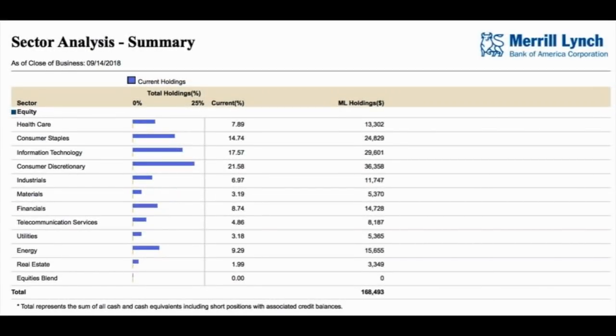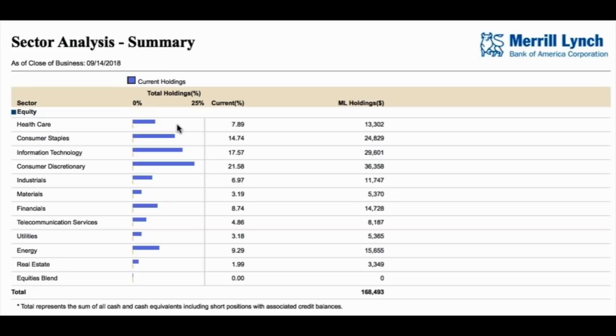Whenever I do these portfolio reviews, I always start with this sector analysis summary page. This is part of the suite of many products out of Merrill Lynch or Merrill Edge that I use quite frequently to show what type of exposure I have in each of the sectors. As I scroll over some of these, the healthcare sector is a little bit underweight. This is really where I try to balance my sector exposure with regard to the holdings that I have.